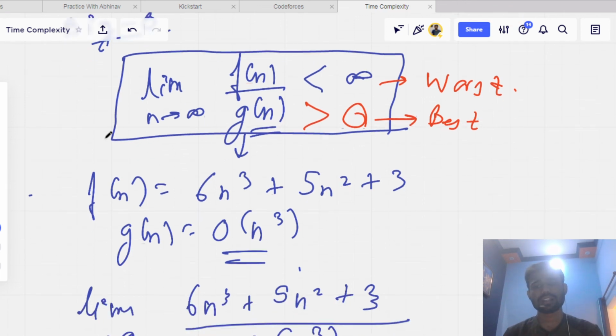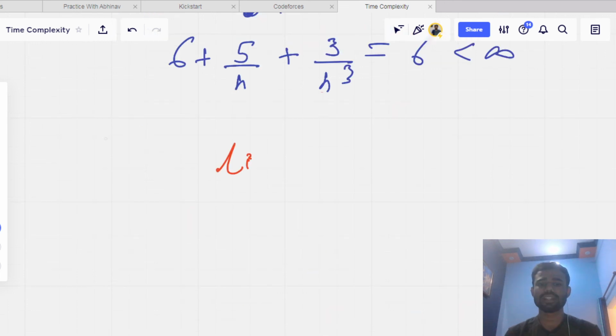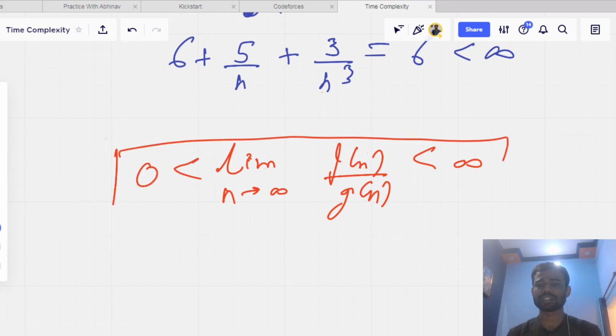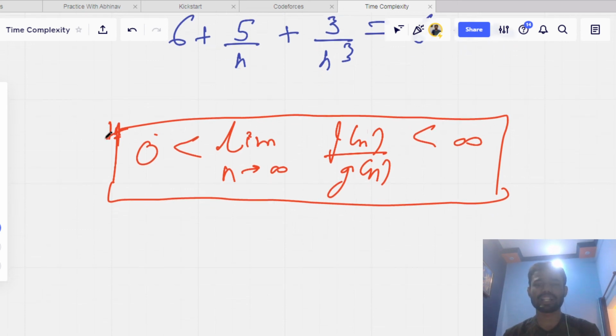Fine. And what is the average case? What is the average time of it? It is basically limit n tends to infinity f n upon g n. I have told you it is something between worst and best case. So it will be less than infinity and greater than 0, means between these. This is the average case. This is the mathematical representation basically.